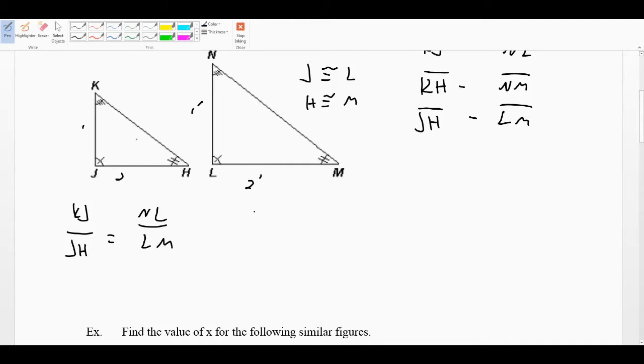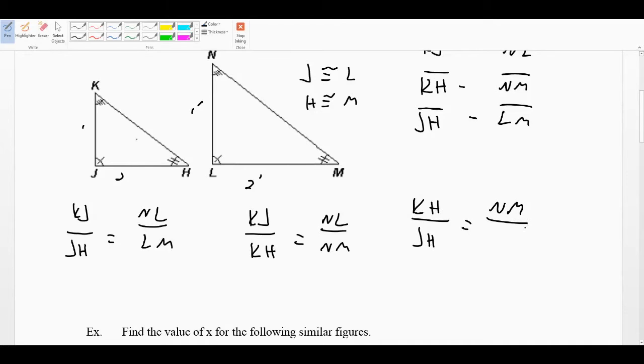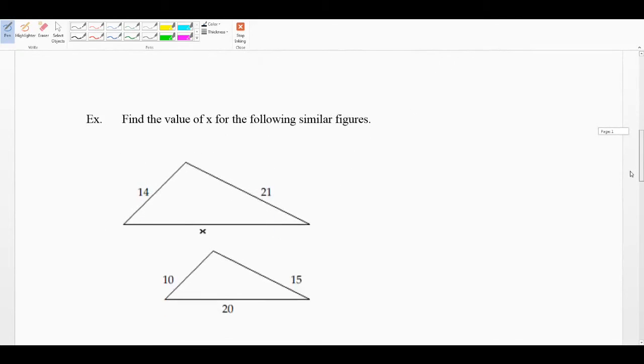And then if I do KJ over KH, that means that's equal to NL over NM. Now there's one more ratio or proportion. If I do KH over JH, that's the same as NM over LM. And I'm going to use that information to answer these questions.